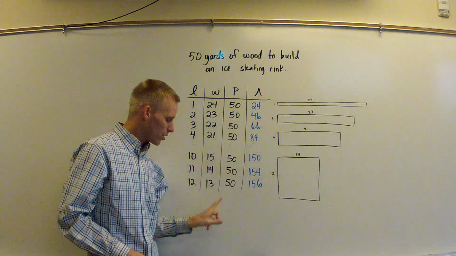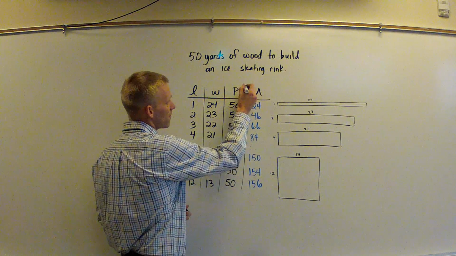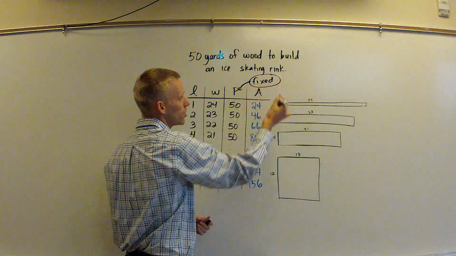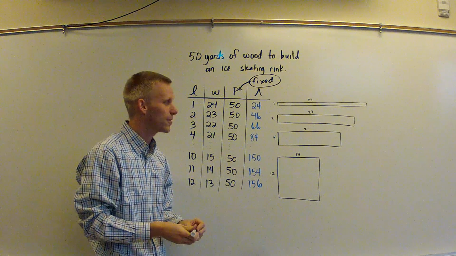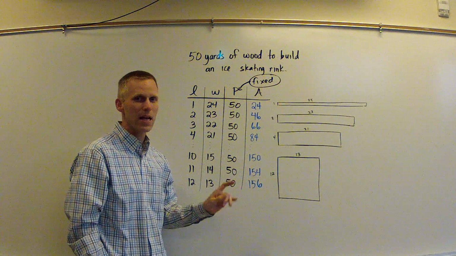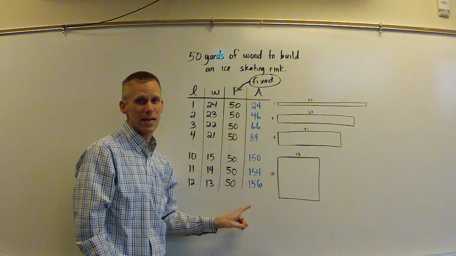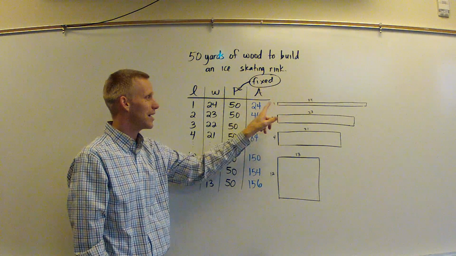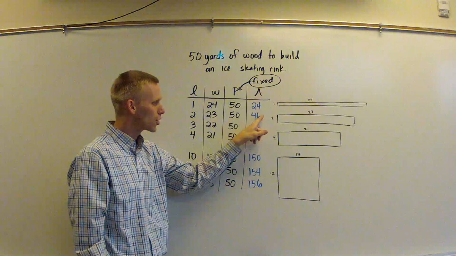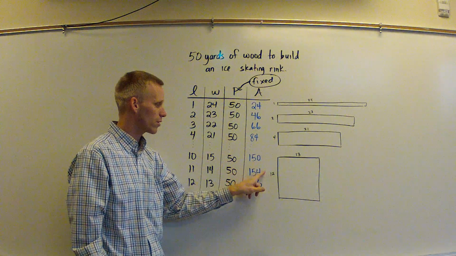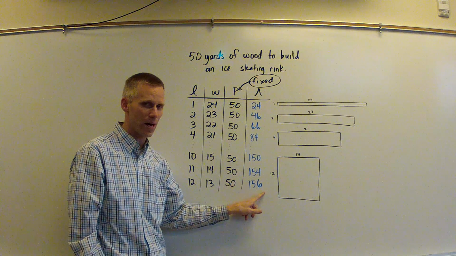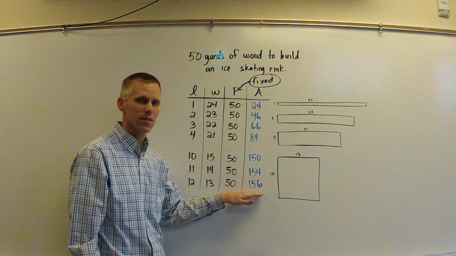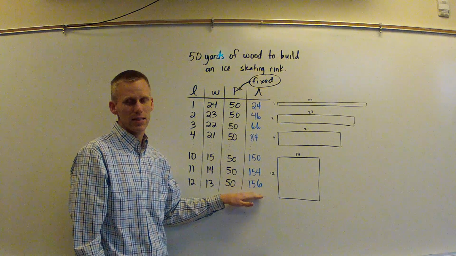Even though the perimeter here is fixed, this is a fixed number, it's 50, and it hasn't changed from 50, and it won't change from 50. That's all the wood you have. Even though that's true, the areas are obviously not. We go from this long, skinny rectangle only having an area of 24 to growing until we get to this bottom one, 156 square yards of ice skating space.